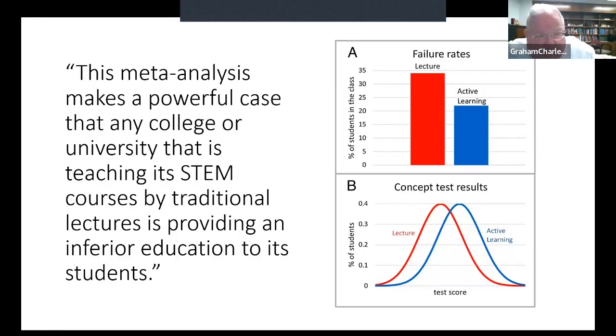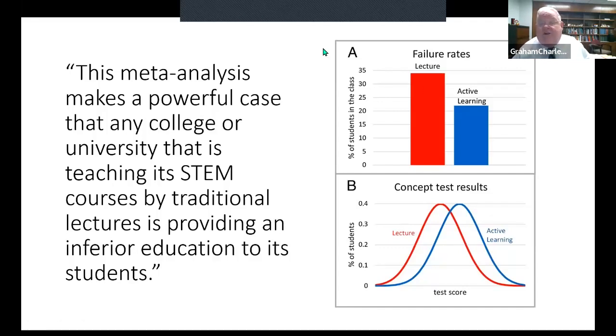Accompanying this article was an editorial written by Carl Wieman. Dr. Wieman is a Nobel Prize winning physicist who, like Feynman, has become very interested in the science of learning. And in his editorial about the study I just showed you, he says, this meta-analysis makes a powerful case that any college or university that's teaching its STEM courses by traditional lecture is providing an inferior education to its students.